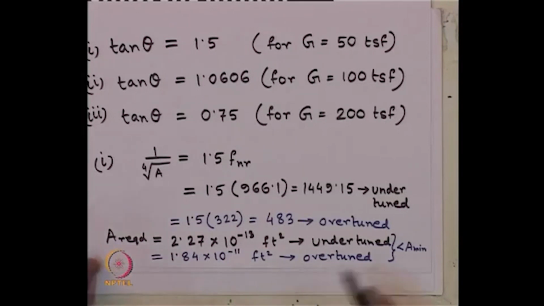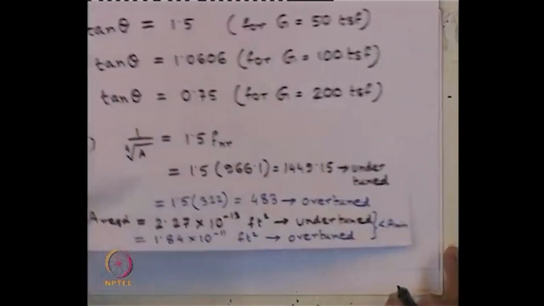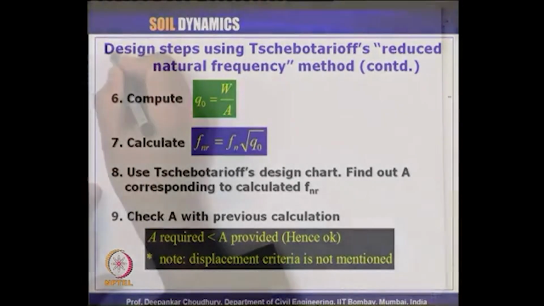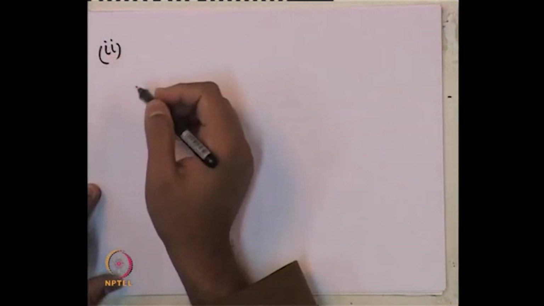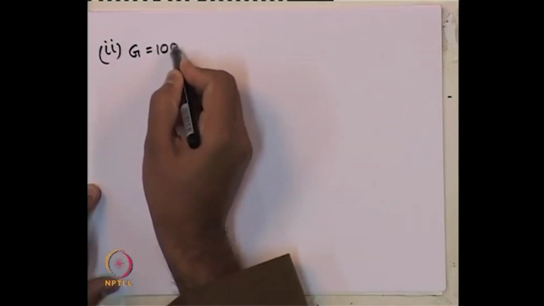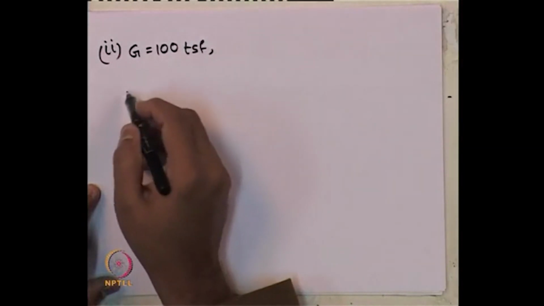But we will see, we have to check this once again in terms of another parameter. We will come to that soon. So, this is for the first type of soil. Let us do this for the other two types of soil. For the second type of soil, where G is 100 TSF, in that case, how much are we getting?